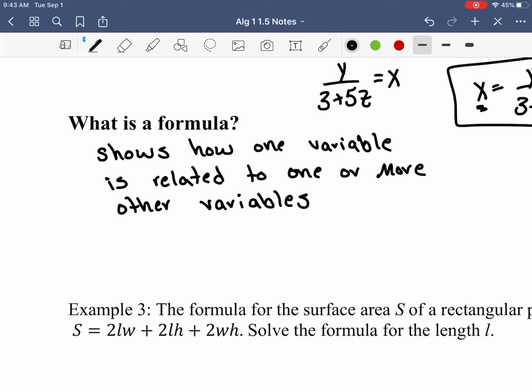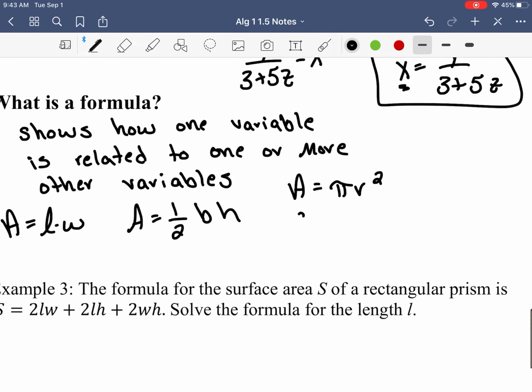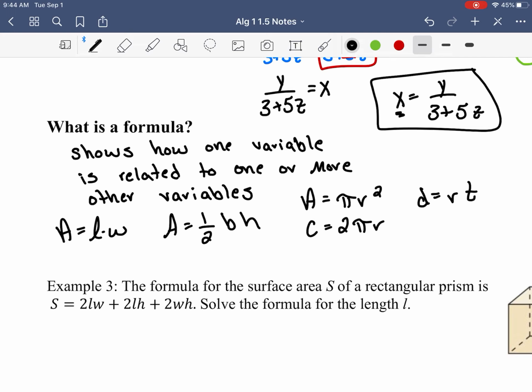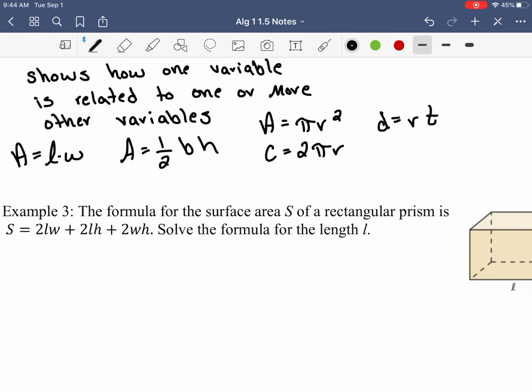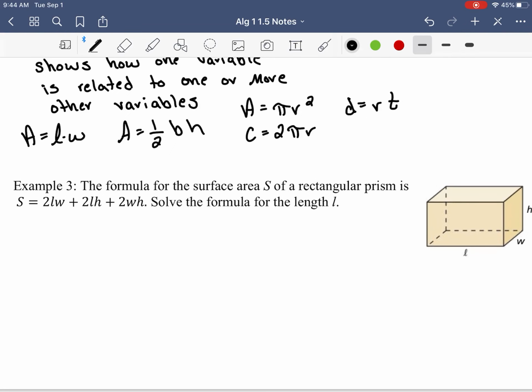You've had formulas for area. Area equals length times width. Area equals 1/2 base times height. Area equals pi r squared. You've also had formulas for circumference. Circumference equals 2 pi r. Distance equals rate times time. All of those are formulas that relate area, length, width, base, height, rate, and time. There's formulas for all kinds of things. So we're going to be dealing with some formulas and solving them for other bits of information.